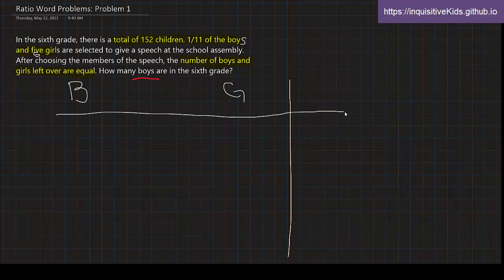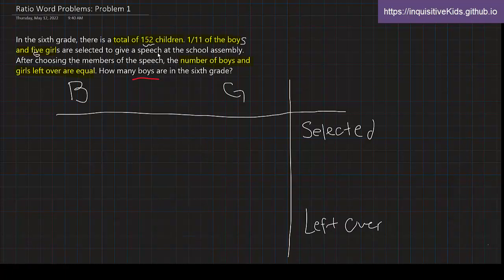And this is going to be whether they're chosen or not. This is selected students for the speech, and this is the leftover students that were not selected to the speech. And we're not going to use this 150 children just yet.